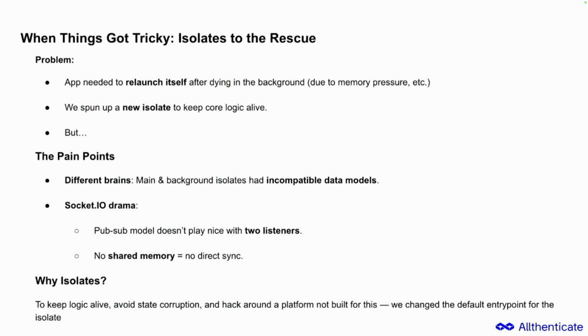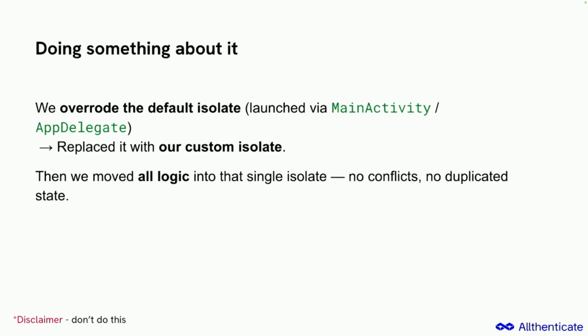So we went with a hack fix around it, and made our custom isolate the default isolate. We plug that in from native when it launches. We overrode the default isolate's main activity in Java and app delegates in iOS, and all of that then existed in one single isolate.